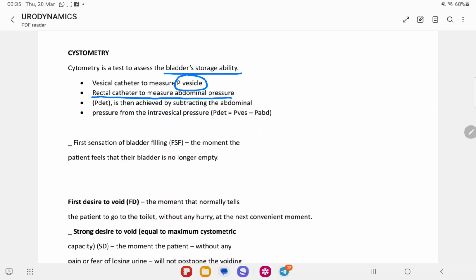If a rectal catheter cannot be placed, then you can use a vaginal one, or if a patient has a stoma, then you can use the stoma to place this catheter to measure the abdominal pressure. The detrusor pressure is automatically achieved by subtracting the abdominal pressure from the vesical pressure. So this is very important for you. This could be an exam question in your MRCOG and your theory FCPS also.